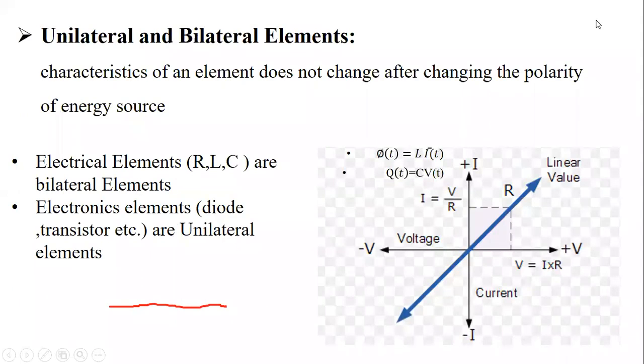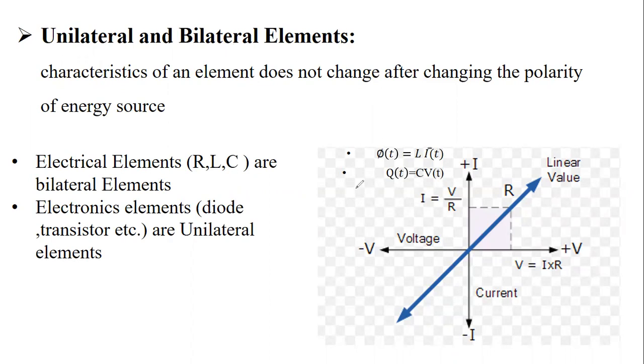So next element is unilateral and bilateral element. All electrical elements R, L and C are bilateral elements. What is the sense of bilateral? Bilateral means the characteristics of the element are the same in both directions. So the basic definition of a bilateral element is, if we change the polarity of the voltage source across the element, then the characteristics of the element do not change.